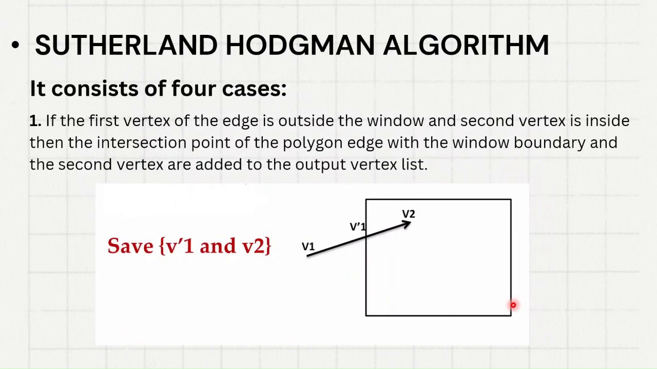So it consists of 4 cases. Consider this as the clip window, and this is an edge V1, V2. Now, if you are traveling from V1 to V2, there is an intersection point. If you are going from outside to inside, what we have to do is save the intersection point and the destination vertex in an output vertex list. I've just described this here. So we're going to save V1 dash and V2 if you're going from outside to inside.